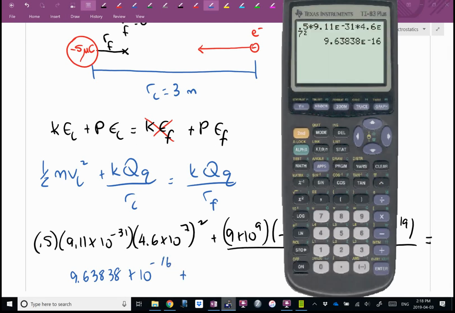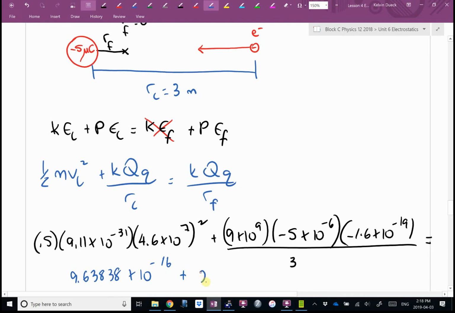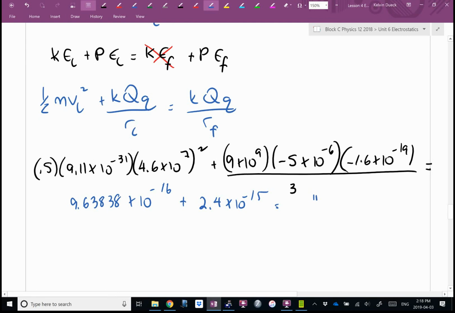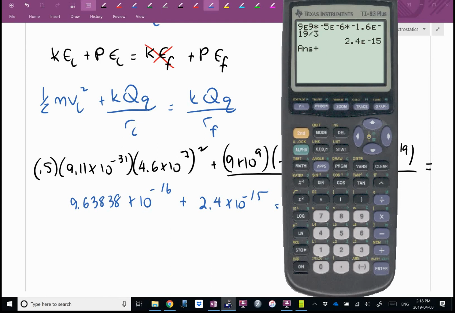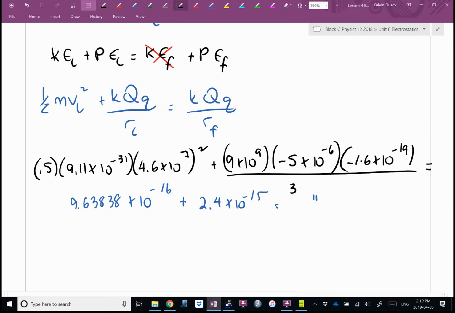Plus 9 times 10 to the 9th times negative 5 microcoulombs times, it's an electron, divided by 3. Double check my typing. Looks good. You get 2.4 times 10 to the negative 15. That equals ditto mark. So that number plus 9.63838 times 10 to the negative 16, I get 3.363838 times 10 to the negative 15.